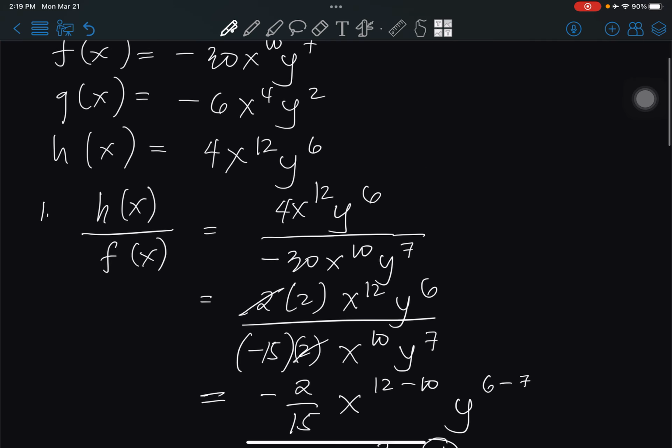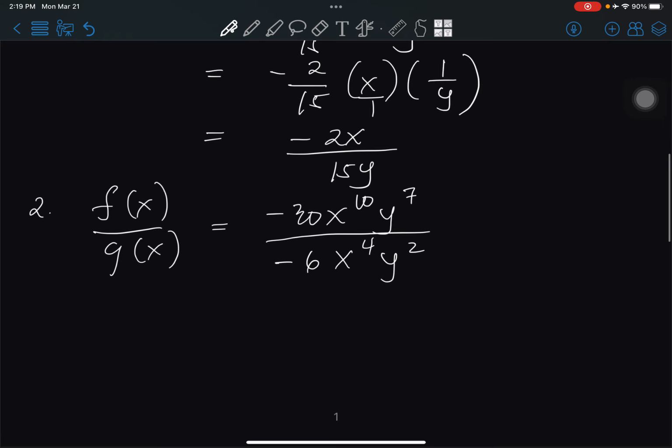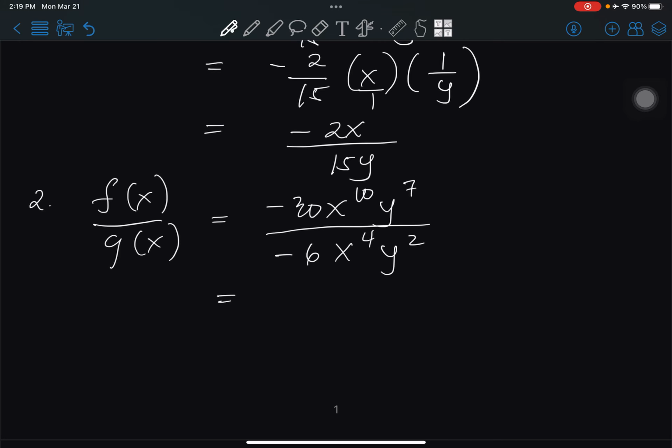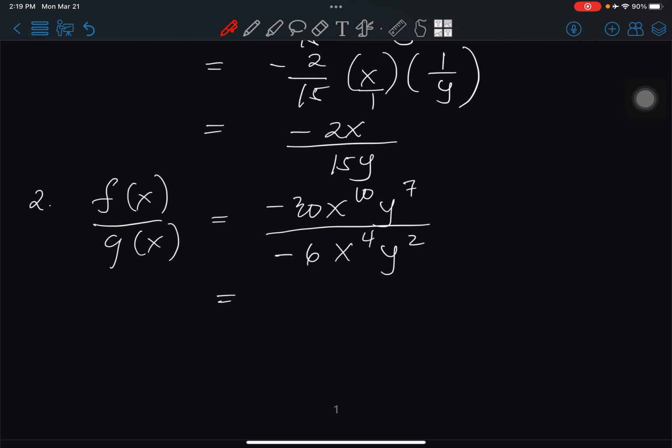Let us try to see. Okay, minus 6 x to the power of 4, y raised to the power of 2. So here, we will be dividing your minus 30 and minus 6. We can divide this right away, right? Negative 30 divided by minus 6, that is equal to 5, right? Then copy our common base. So our common base here, we have x and x.